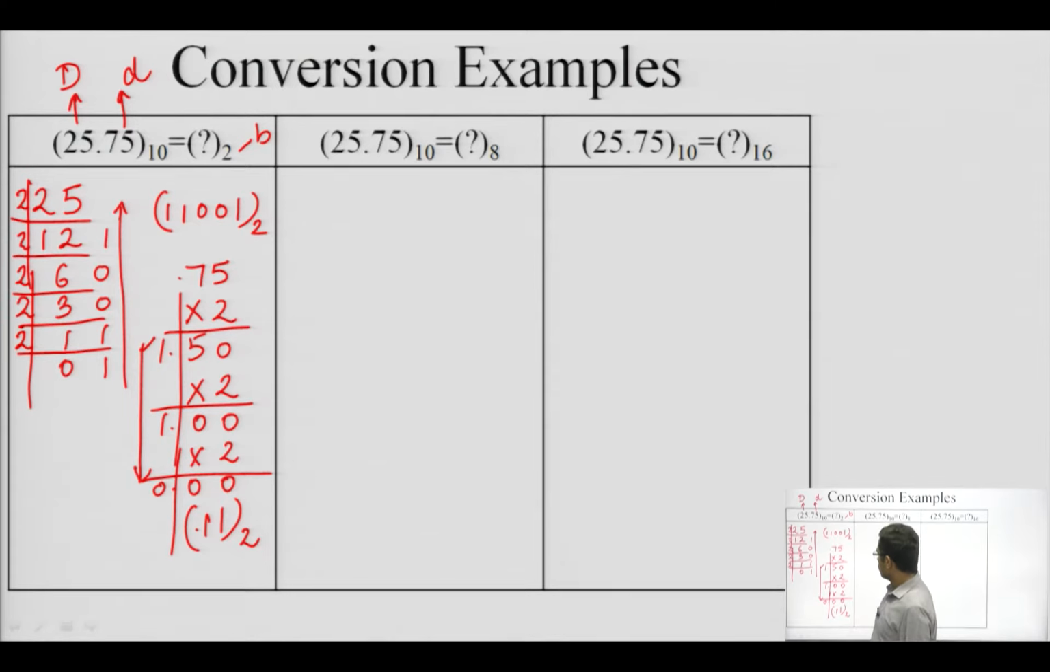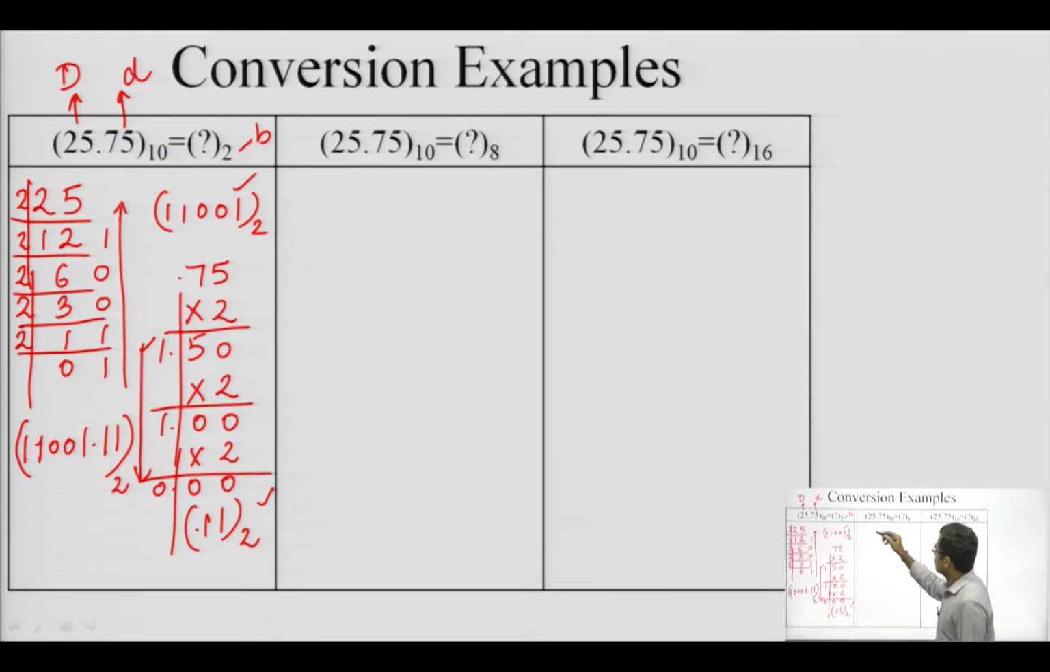So, if I want to arrange the final answer, I have to club this one and this to get the final answer. So, the answer will be 11001.11 in binary. So, in this way we can convert a decimal number into a binary number. Similarly, this same thing can be done for octal number.